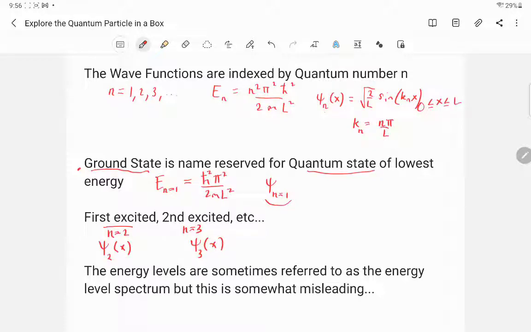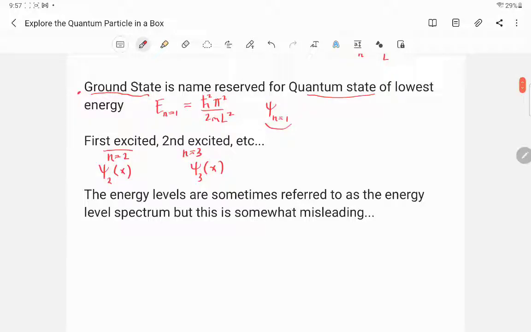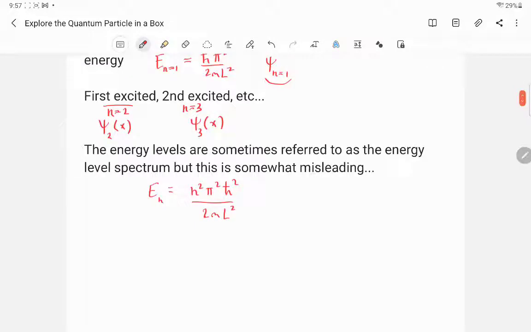Okay, so these energy levels are sometimes referred to as the energy level spectrum, but this is somewhat misleading. These E sub n, n squared pi squared h bar squared over 2mL squared, are sometimes referred to as the energy spectrum, but I don't like this because it implies, right? So what does spectrum imply?